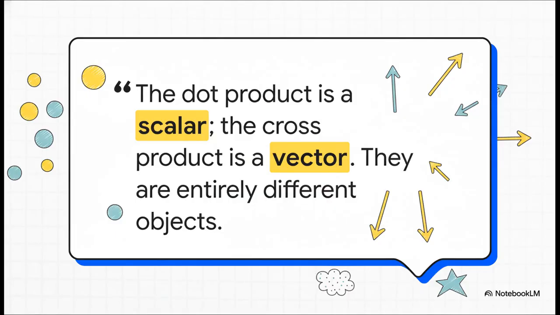You know, the source material for this explainer summed it up perfectly, and I really can't say it any better than this. The dot product is a scalar. The cross product is a vector. These are entirely different mathematical objects that have different meanings.